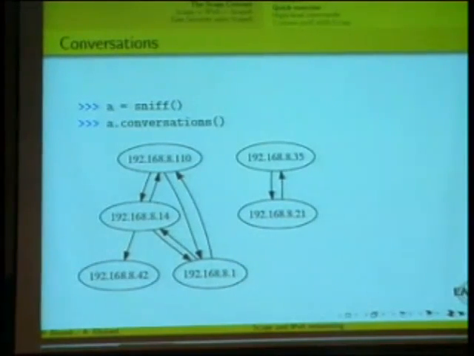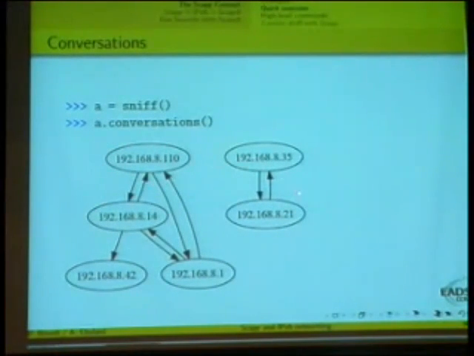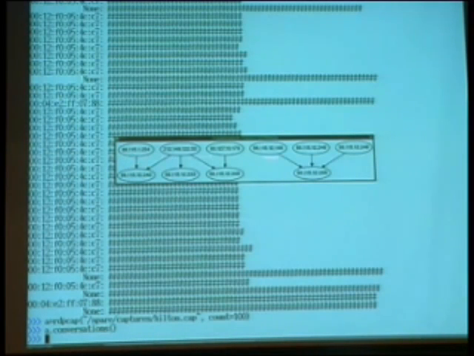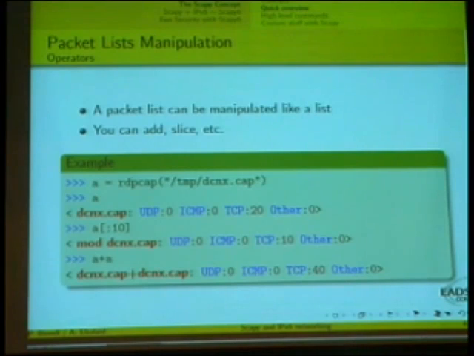I can also, from a list, get all the conversations between layers. So if I do, I'll read some stuff. And these are the conversations I've seen in the first 100 packets of my capture. So you see, it's very easy to do. You can use PS now to get a PS or a PDF. Each page is a packet, and you can manipulate it like a list.